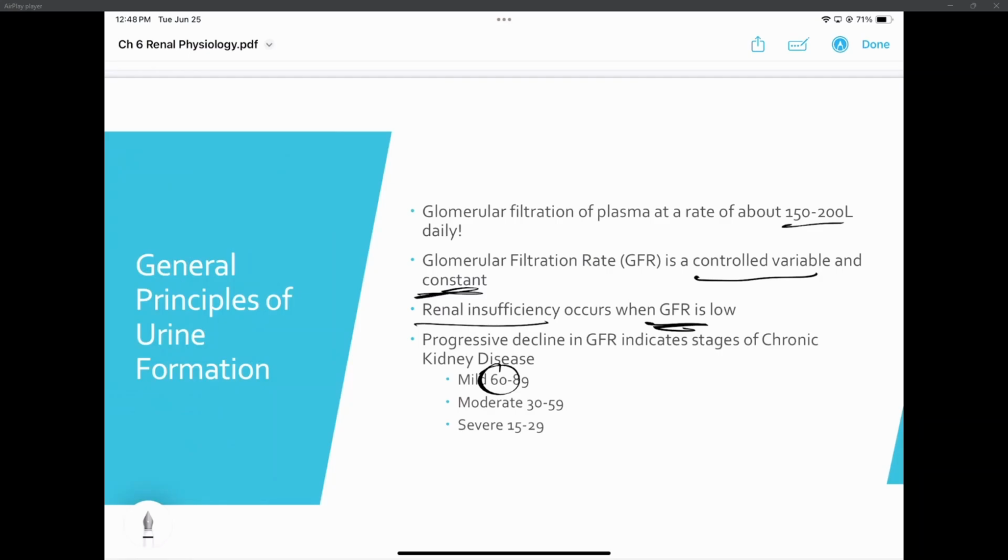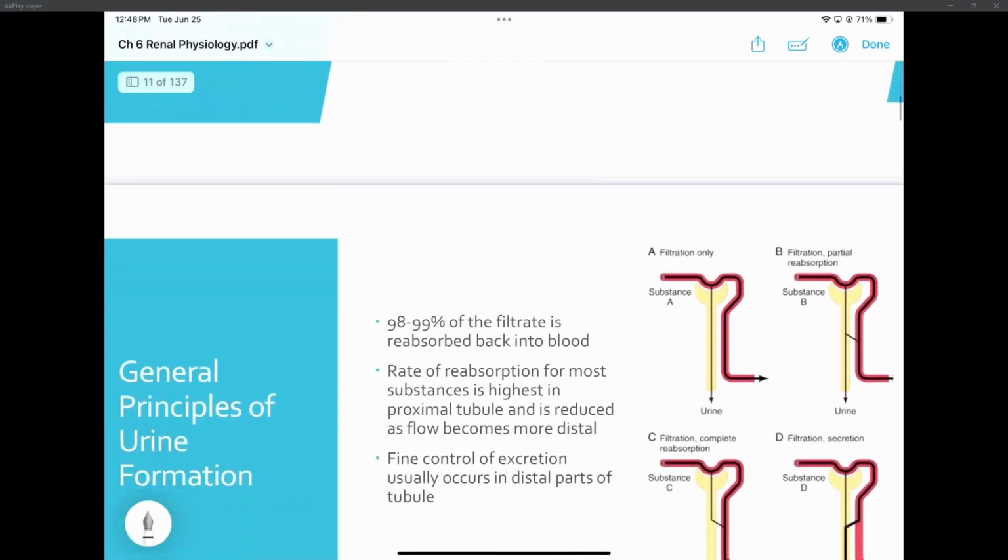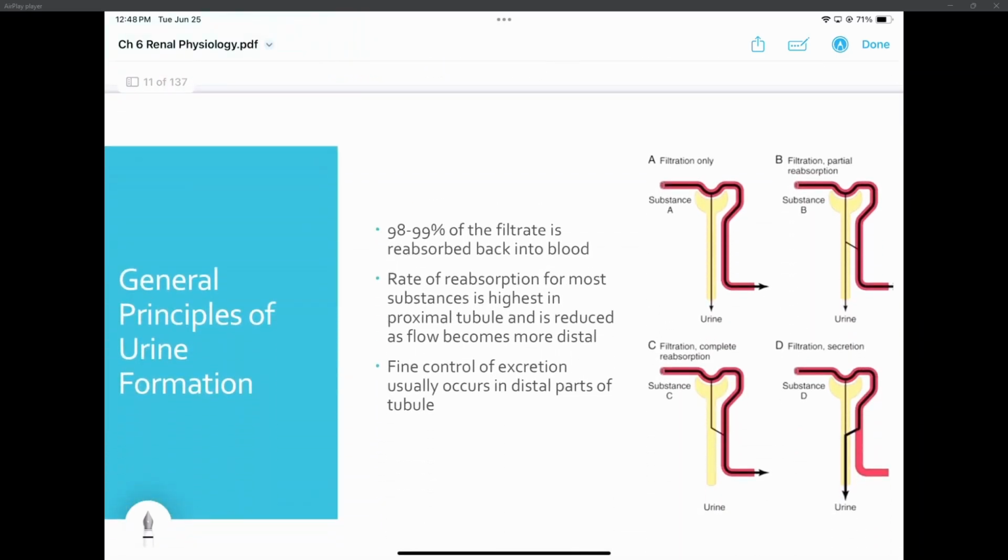Tylenol goes through the liver, but the other NSAIDs go through the kidneys. So if they have liver failure, don't give them Tylenol. If they have kidney failure, you can give them Tylenol. Don't give them ibuprofen or Motrin or those things. So 60 is the magic number for GFR. Like I said, 98, 99% of that filtrate is reabsorbed back into the blood. So obviously you're not peeing that much a day.